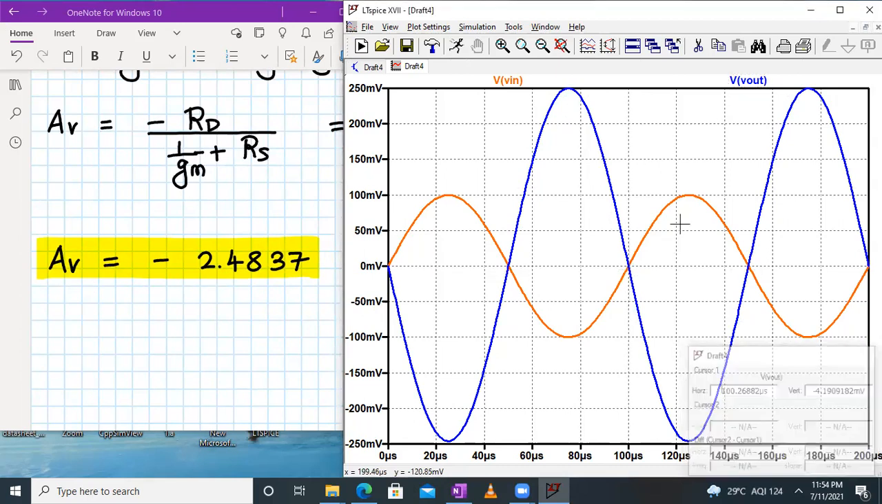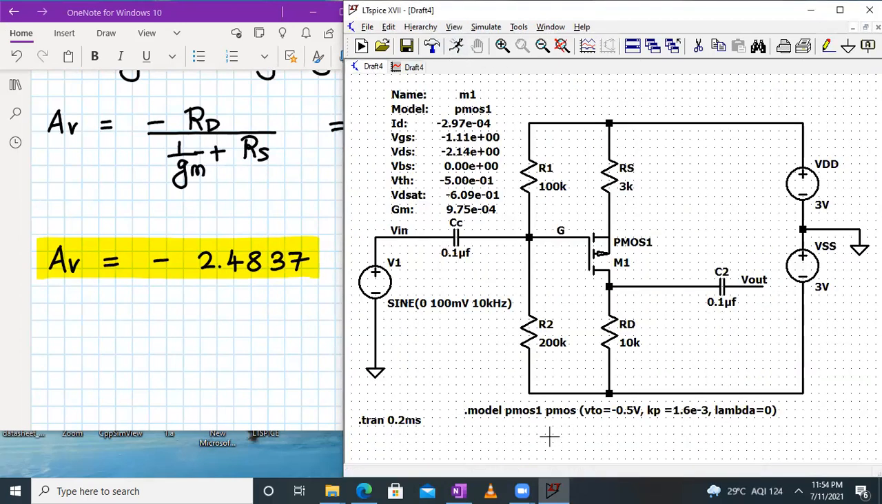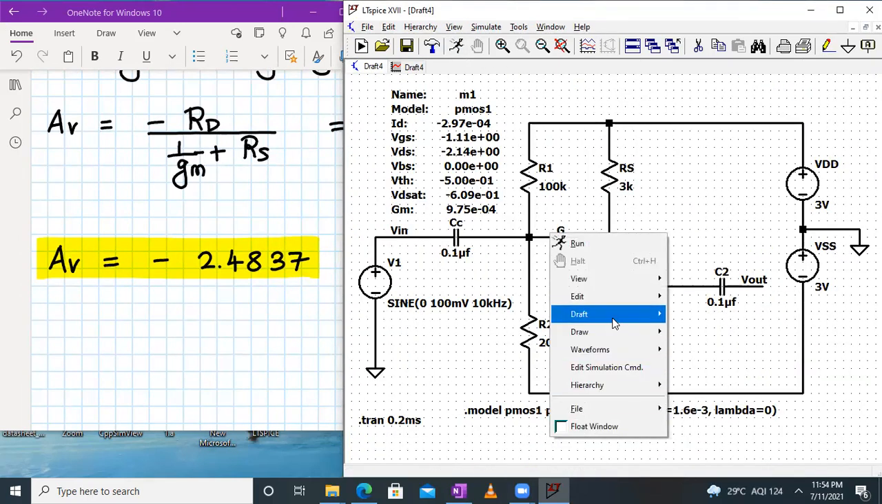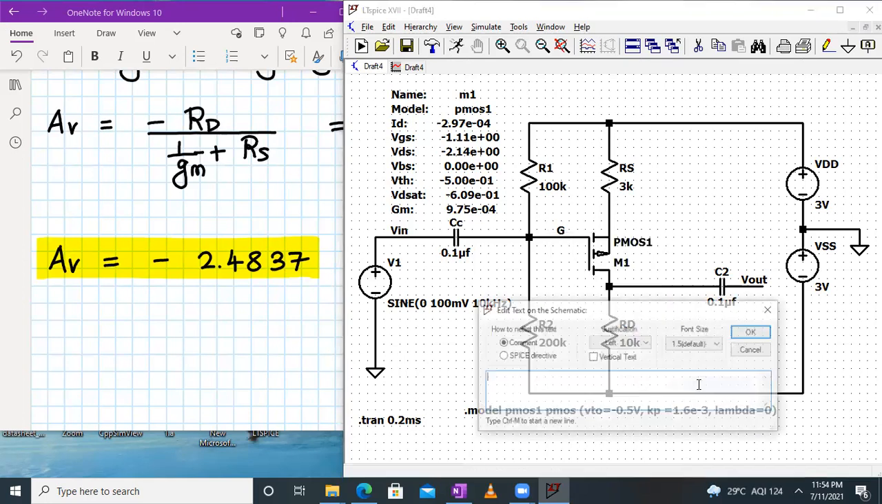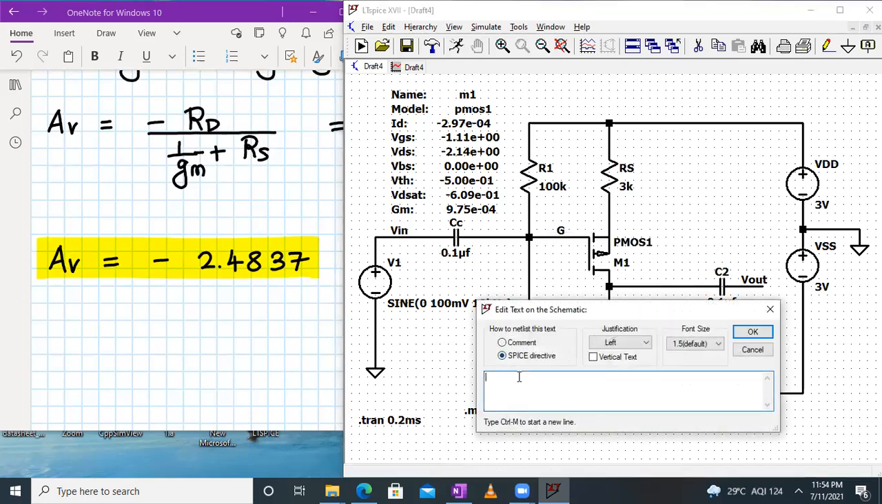So for an accurate measurement, we will use the .measure statement. We right click, go to Draft, go to Comment, SPICE directive. And here we will write .measure Vout_pp peak to peak V(Vout). That's the label which we have given, V(Vout). Again we will write the same statement, but now Vin_pp peak to peak V(Vin), which is again the label which we have given.